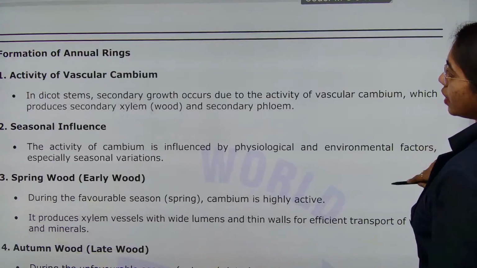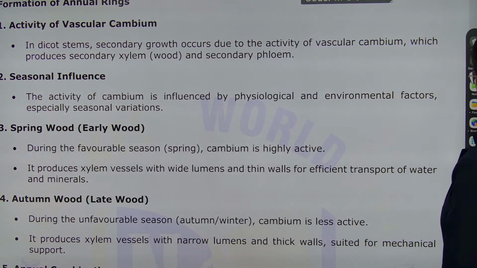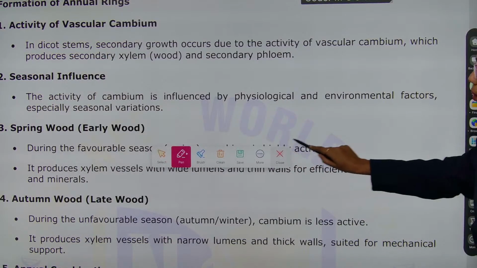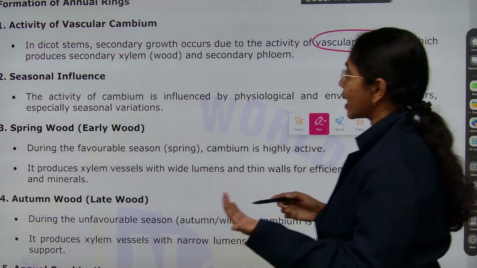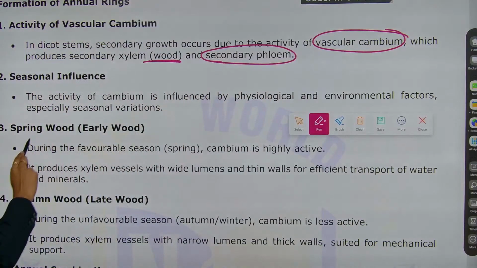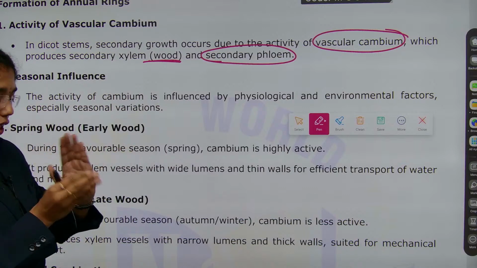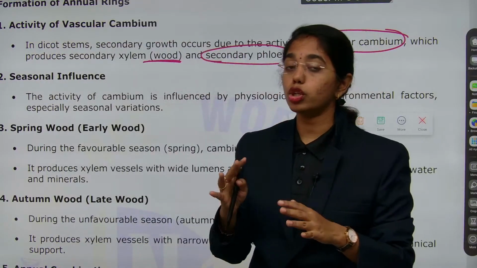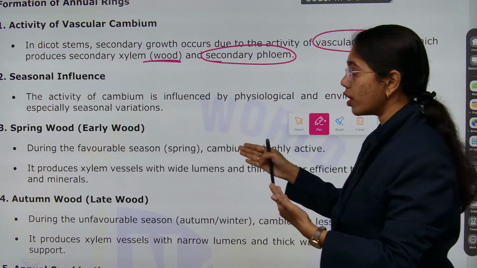Formation of annual rings: activity of vascular cambium. What is the activity of vascular cambium? In dicot stems, secondary growth will occur due to the activity of vascular cambium, which will produce secondary xylem, that is wood, and secondary phloem. And if you see the seasonal influence in the tropical plants, because of the variation of different seasons, the formation of the annual rings also varies. So the secondary growth is variable based on the seasons. What is the seasonal influence on the secondary growth?